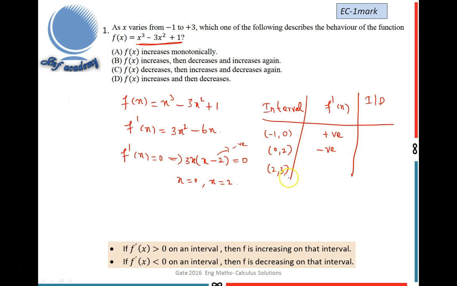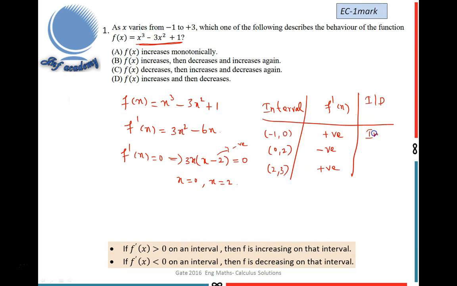Next 2 comma 3. In the middle of 2 comma 3, x is positive and x minus 2 is also positive. I put 2.5, then I got a positive value. So positive into positive is positive. So in that interval, f dash of x is positive. Positive means greater than 0, then f is increasing on that interval.